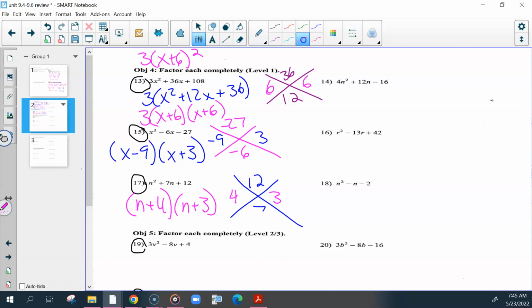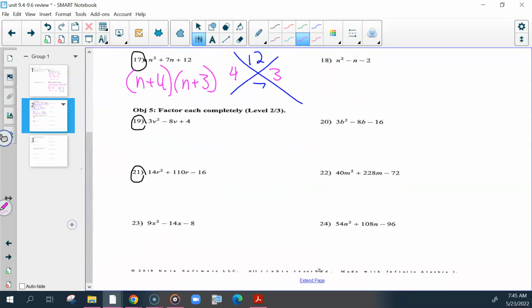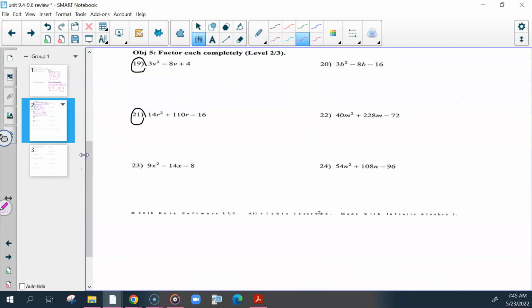Do we have any questions on that one? Before we move on to the next section, are there any others in this section that we want to see or go over? We're going to do 2 in this section, starting with number 19. With 19, we have a number in front of the square term. So this one is going to be solved differently.